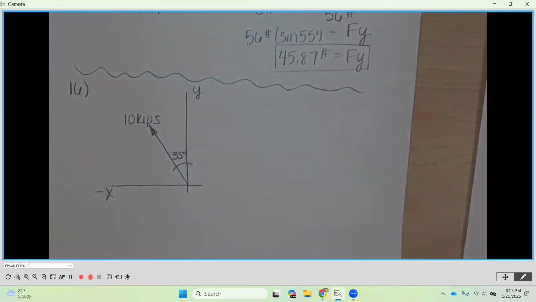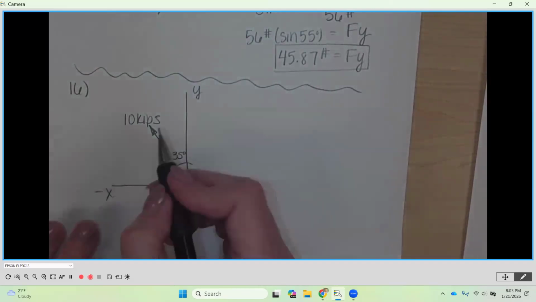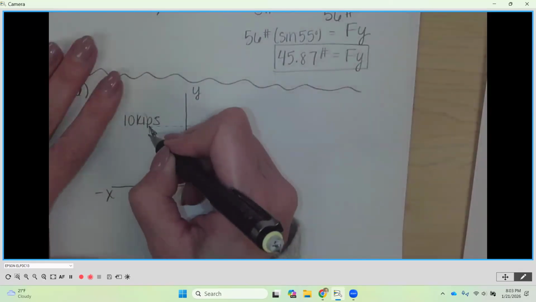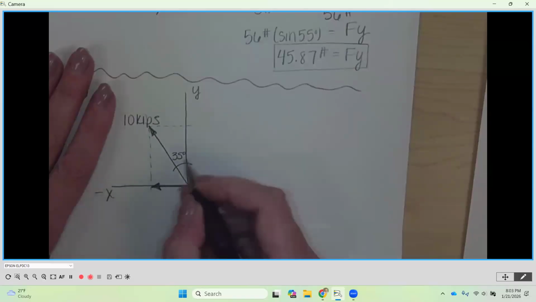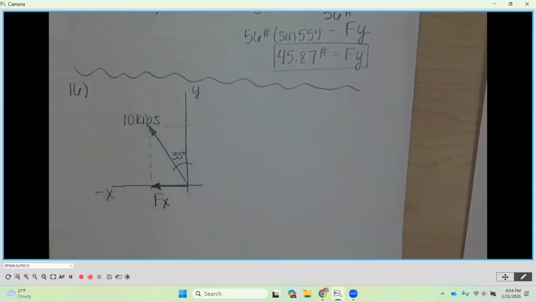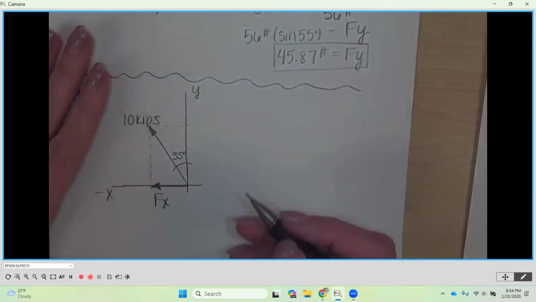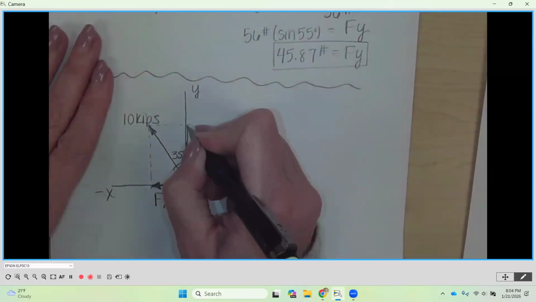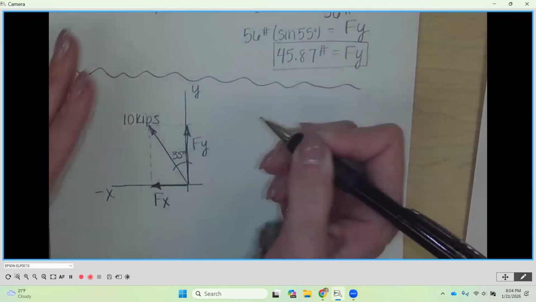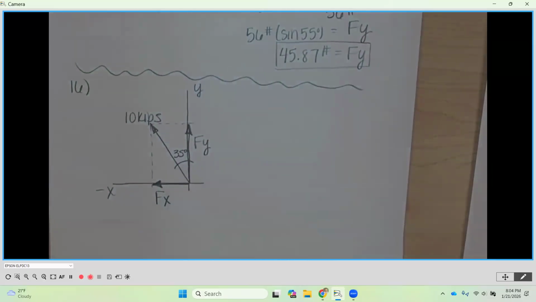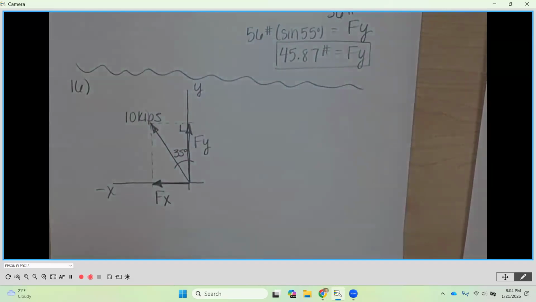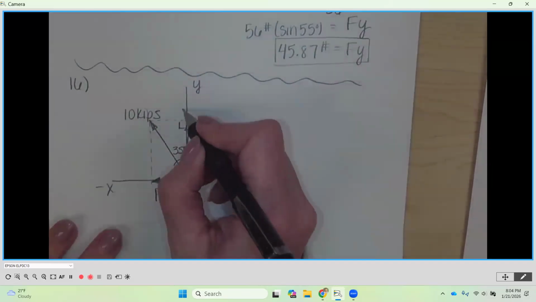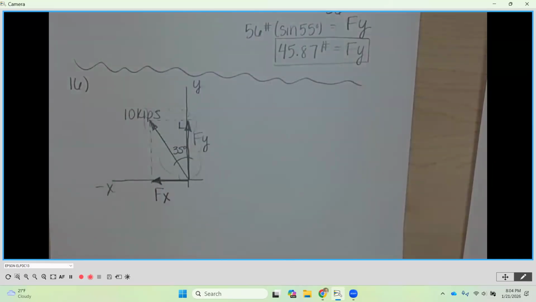Okay. So now we want to do that same thing. We want to show our dotted lines going over to the X and to the Y axes. We're going to show our X and Y components. So our Fx this time is going to point to the left. Our Fy is going to point up again. Okay. And then this time we have the 35 degrees. And there's a right angle, so we have a right triangle there with 35 degrees. Okay.